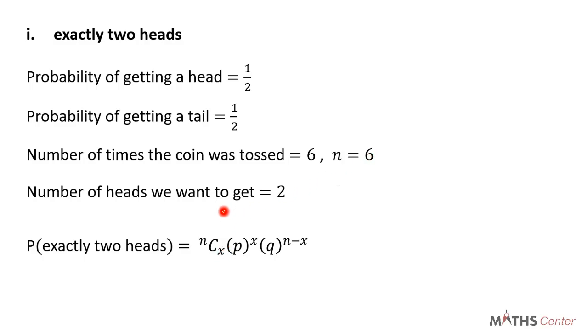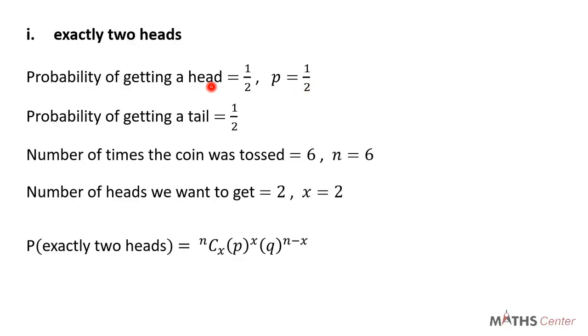X is the number of heads we want to get. The question says that we should find the probability of getting exactly 2 heads. So we want to get 2 heads, and so x will be equal to 2. P is the probability of success. Here, we are looking for the probability of getting exactly 2 heads. So getting a head is considered as success. So the probability of getting a head will give us the probability of success. The probability of getting a head is 1 divided by 2. So the probability of success, which is P, will be equal to 1 divided by 2.